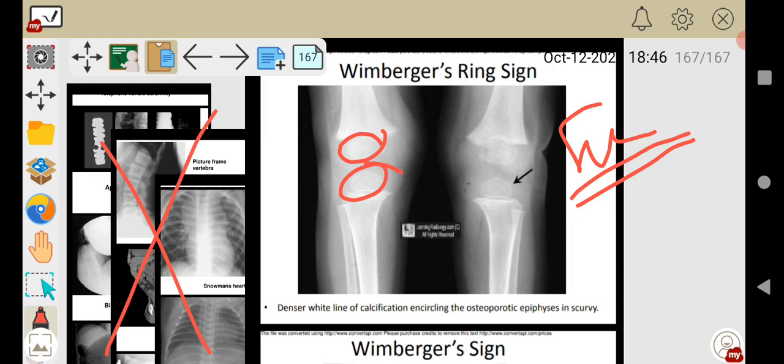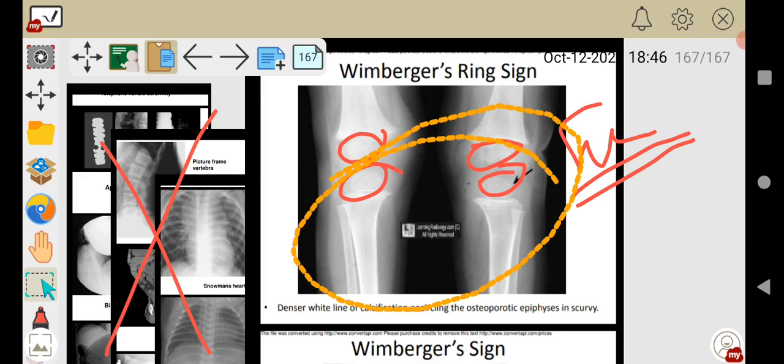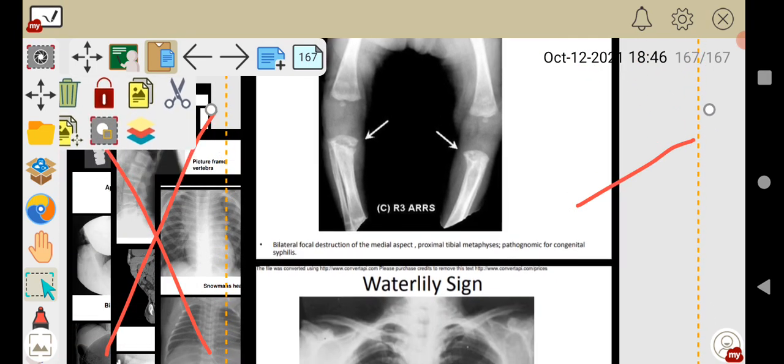We see fraying and cupping of the metaphysis, and often the radiology of both scurvy and rickets is nearly the same, but scurvy is a painful condition, rickets is not. Mainly the scorbutic rosary is painful, but the rachitic rosary is not painful, correct? And scurvy you can easily diagnose. This will be Wimberger sign, then there will be Pelkan spurs, I will show you, then pencil thin epiphysis, right? When you see this type of epiphysis, it is definitely scurvy, no doubt about that. So you will not be left confused, right?